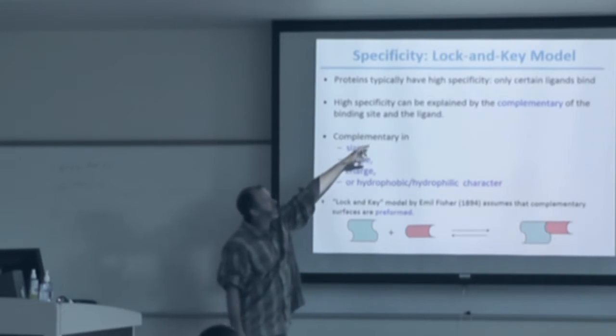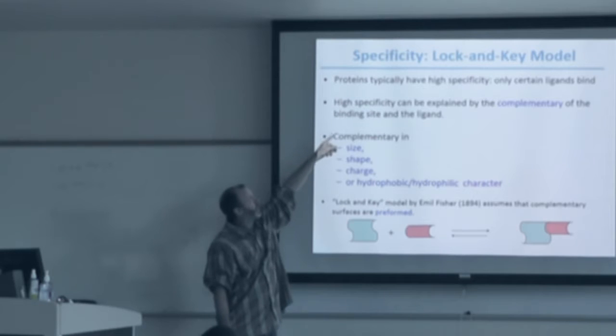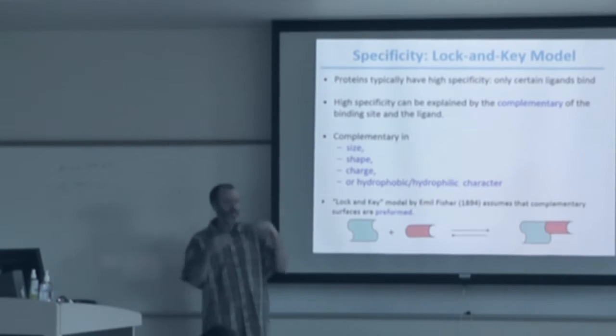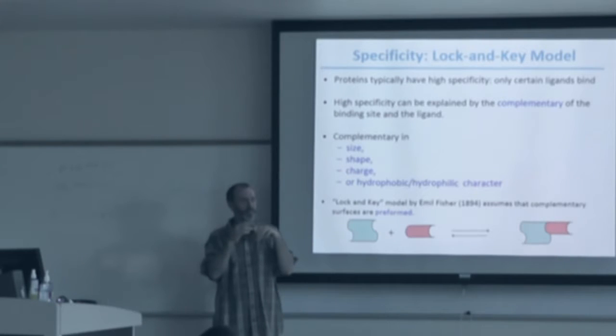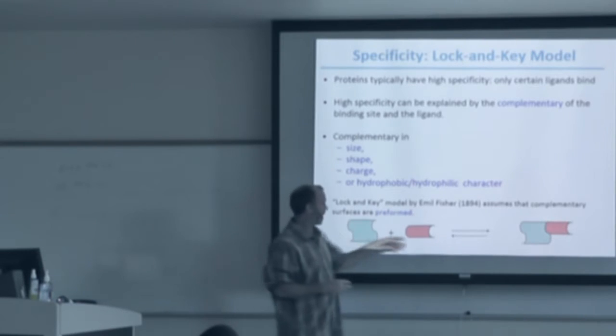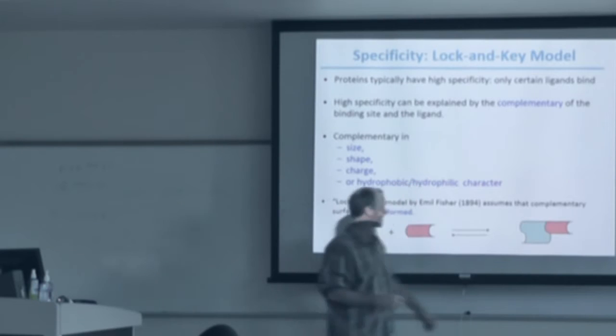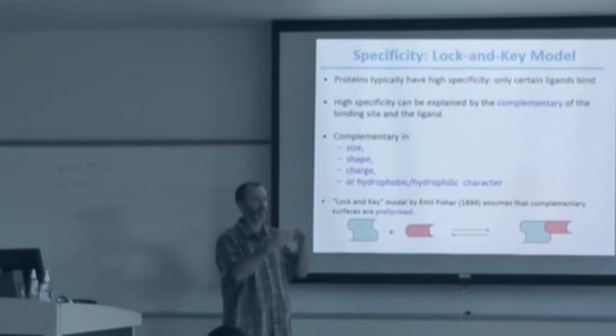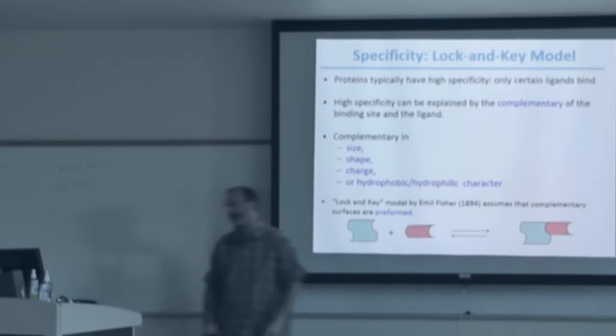So the high specificity can be explained by the complementarity of the binding site to the ligand. And this is, Emil Fischer came up with this lock and key where things just fit perfectly together. So they're going to bind and fit perfectly together, and then I guess the only change in function would be the function where this binding site is, where they're bound together. There's no change in shape of these proteins.